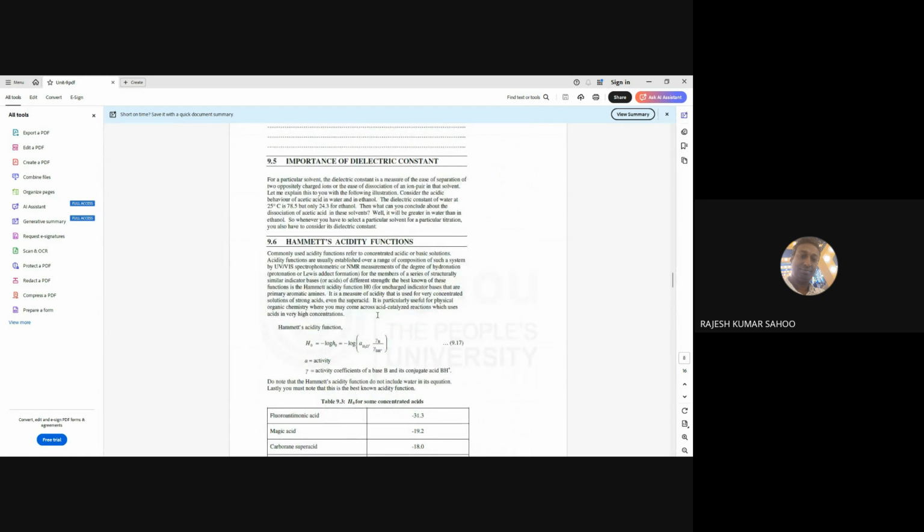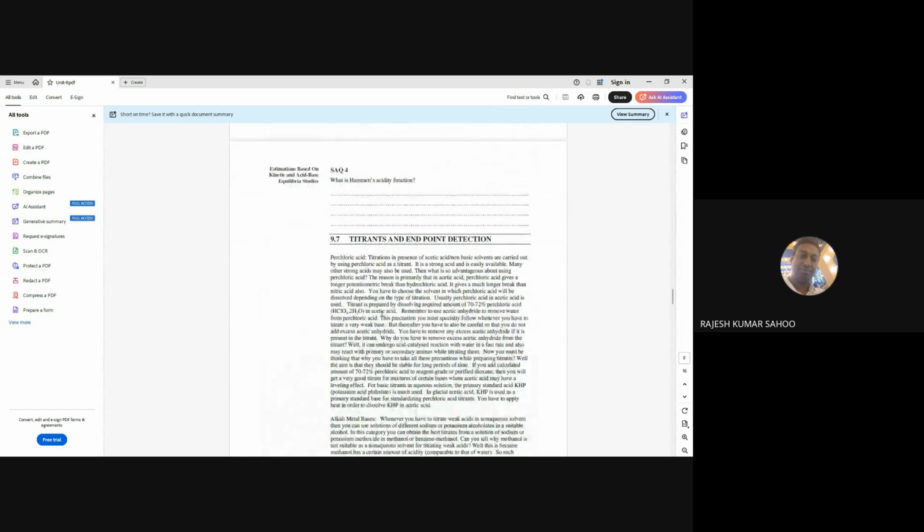Then Hammett's acidity functions. These are formula-wise given only, not required in this case. Titration and endpoint detection. During titration, for example, perchloric acid titrations in the presence of acetic acid or non-basic solvents are carried out by using perchloric acid as a titrant. It is a strong acid and it's easily available. Many other strong acids may also be used.